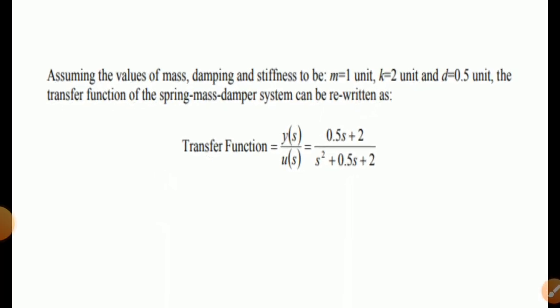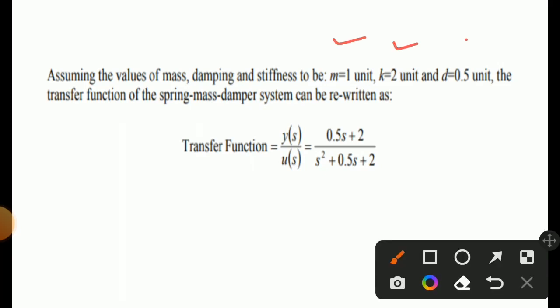So now, assuming the values of mass, damping and stiffness to be m equal to 1, k equal to 2 and d equal to 0.5. So let us assume the values m, k and d and put in the formula. So the equation will change to 0.5 s plus 2 divided by s square plus 0.5 s plus 2. This is the transfer function required.